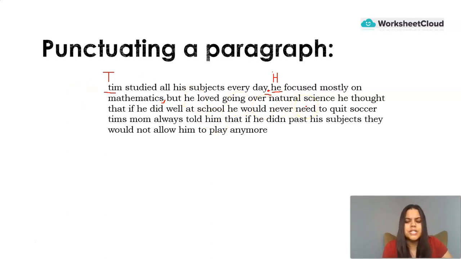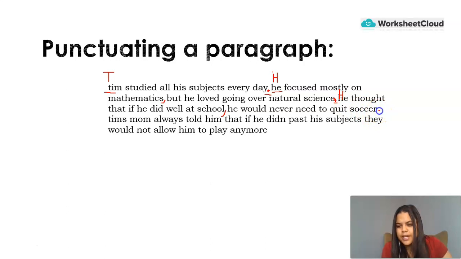But he loved going over natural science. So again, I can see this is the end of a sentence. I can put my ugly full stop there. And this must be a capital H. He thought that if he did well at school, he would never have to quit soccer. He thought that if he did well at school, I can feel a breath over there, so I can put a comma there. He would never have to quit soccer.